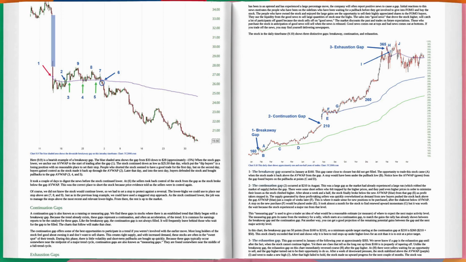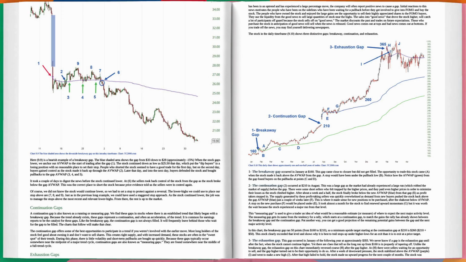They use the liquidity from the good news to sell large quantities of stock near the highs. Sales into good news that drove the stock higher will catch a lot of participants off guard because the stock sells off on good news. The market discounts the past and trades on future expectations. Those who purchase the stock in anticipation of good news will sell when the news is released. Good news comes out at tops and bad news comes out at bottoms. If you trade off the news, you may find yourself delivering newspapers.